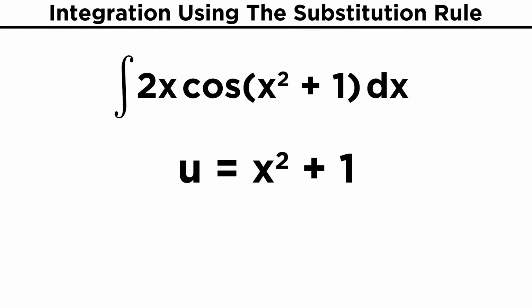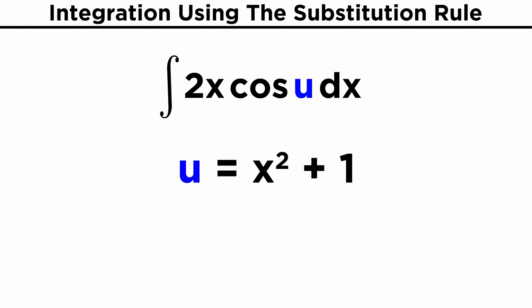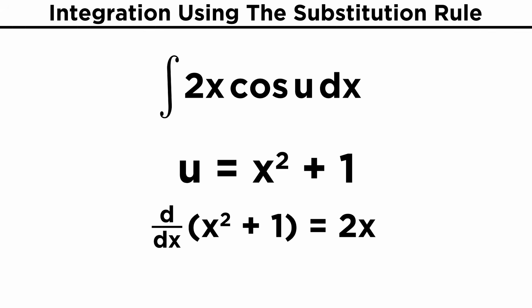But let's try something clever. What if we make a substitution? Let's replace x squared plus 1 with the letter u. We are still saying the same thing, since u equals x squared plus 1, but we are simplifying the integrand this way, because if cosine is operating on a lone variable rather than an expression, we will be able to integrate it. The only problem is that if we are changing things to u, this dx will be a problem. We need things in terms of u now, so we need this to be du instead. But we can fix that.